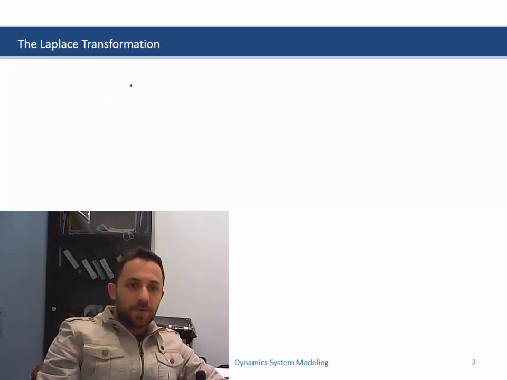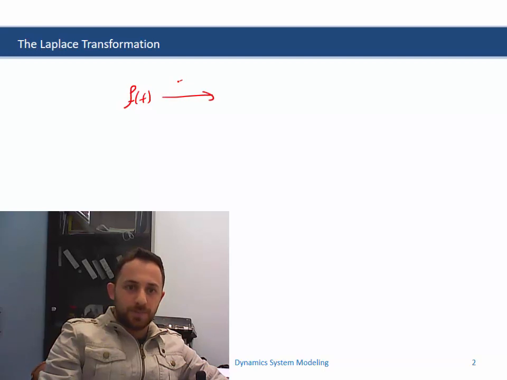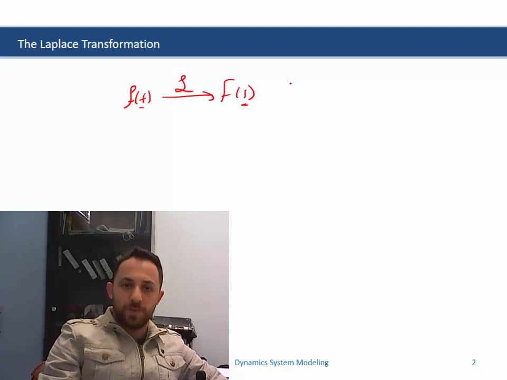So the Laplace transform of a function in the time domain, f of t, can be denoted by F of s. Simply, the Laplace transform is a mapping from the time domain to a complex frequency domain s, where s is given by some real part plus an imaginary part.